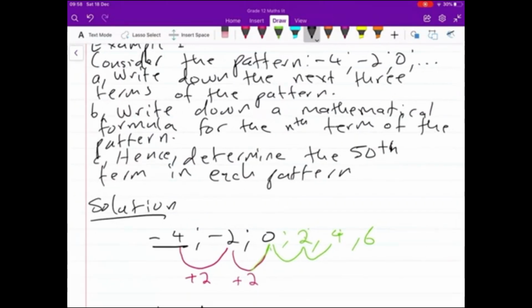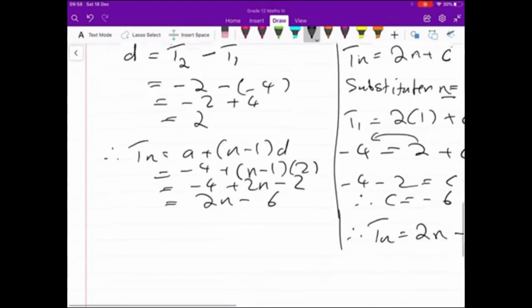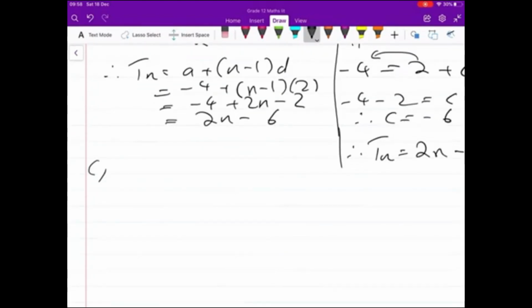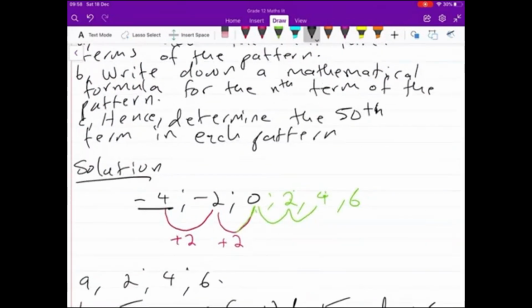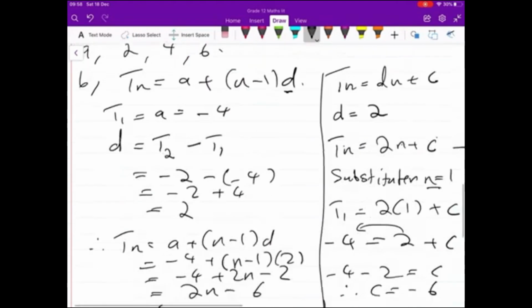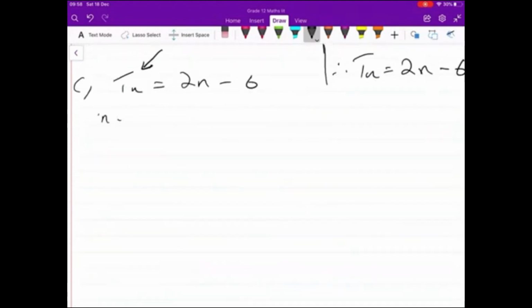Then they say to you, hence determine the fiftieth term in each pattern. Simple there. Tn here already we know is 2n minus 6. They are telling us to determine the fiftieth term. Be careful. The value of n here, very important guys, is 50. Don't confuse that with T. The value of n there is 50. All right, so here n is 50.